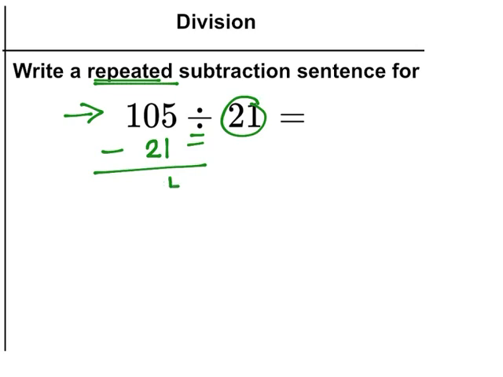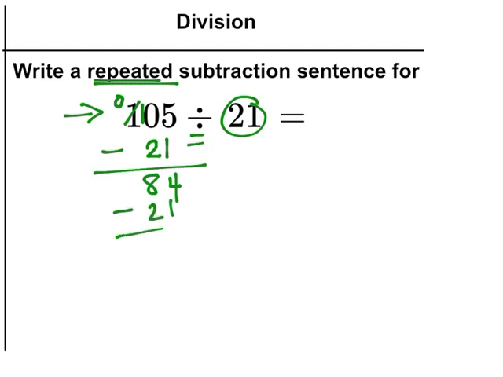5 minus 1 is 4. I cannot do 0 minus 2. So I'm going to come to my hundreds and borrow 100. That leaves me with 0 hundreds. If I bring that 100 over, I now have 10 tens. 10 minus 2 is 8. Now what am I going to do? Well, I'm going to repeat.